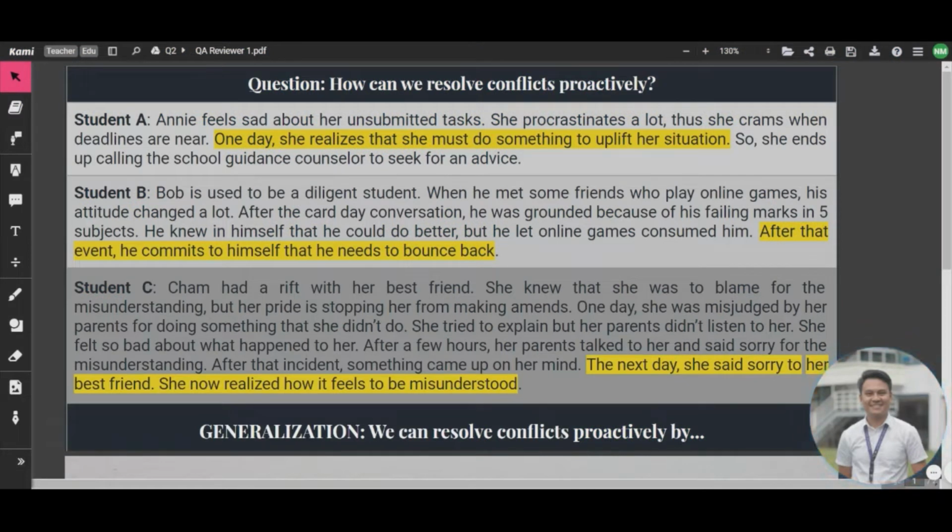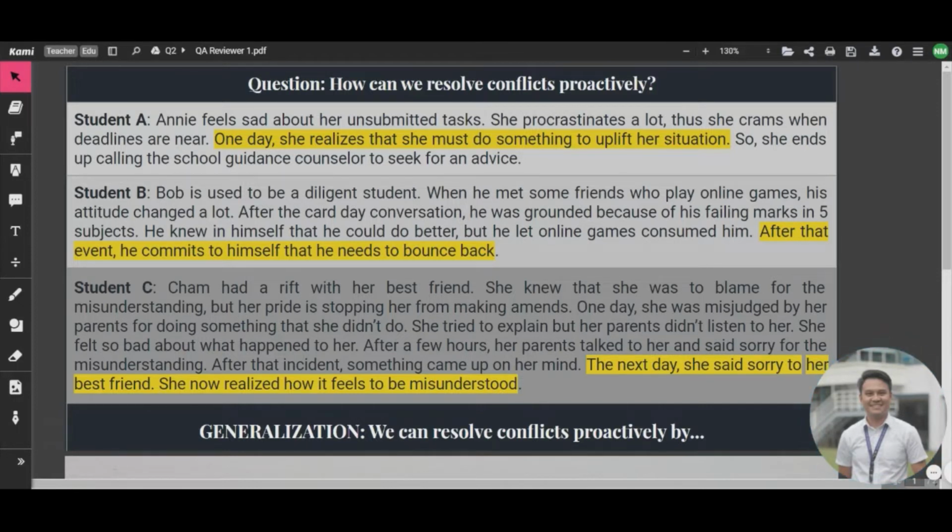In this part, I will present to you the answers to your Quarter 2 QA Reviewer practice sheet number 1. In this activity, you were given 3 simple situations that you can read and answer based on the given generalization question, which reads, how can we resolve conflicts proactively?